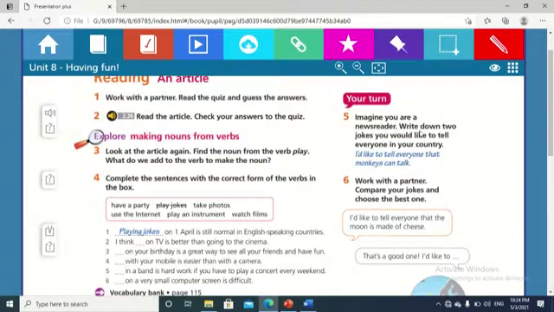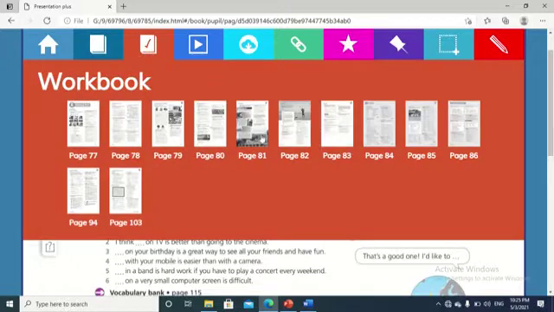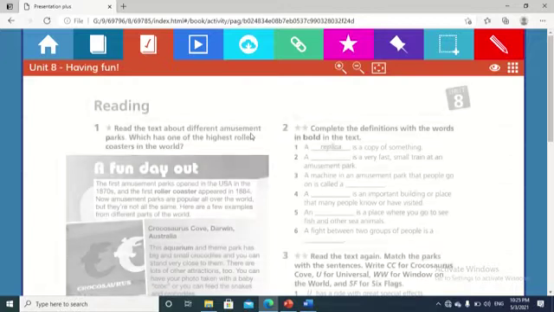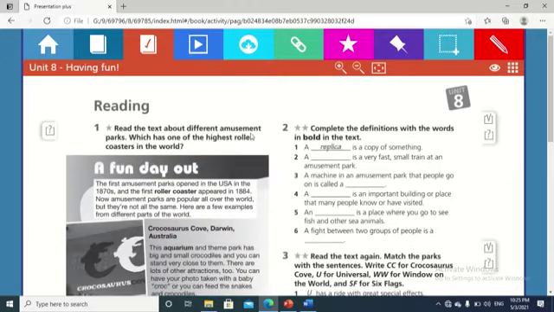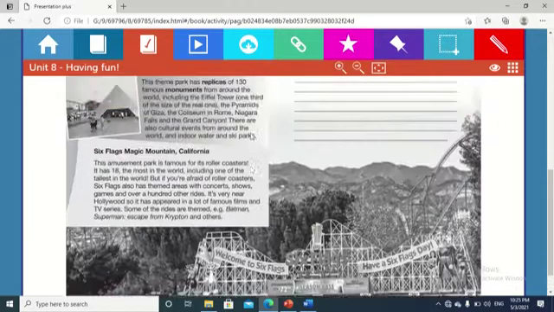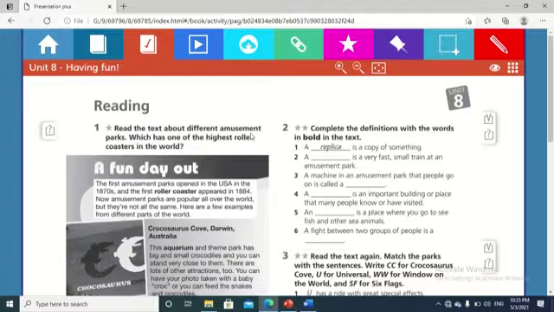Imagine you are a newsreader. Write down 2 jokes you would like to tell everyone in your country. Of course, the criteria is different from one place to another. What you believe to be funny and a joke may not be a joke in another country. What about your workbook? Of course, next lesson you are asked to go straight to page 81, your workbook. As usual, this is your job. You are asked to read the text by yourself.